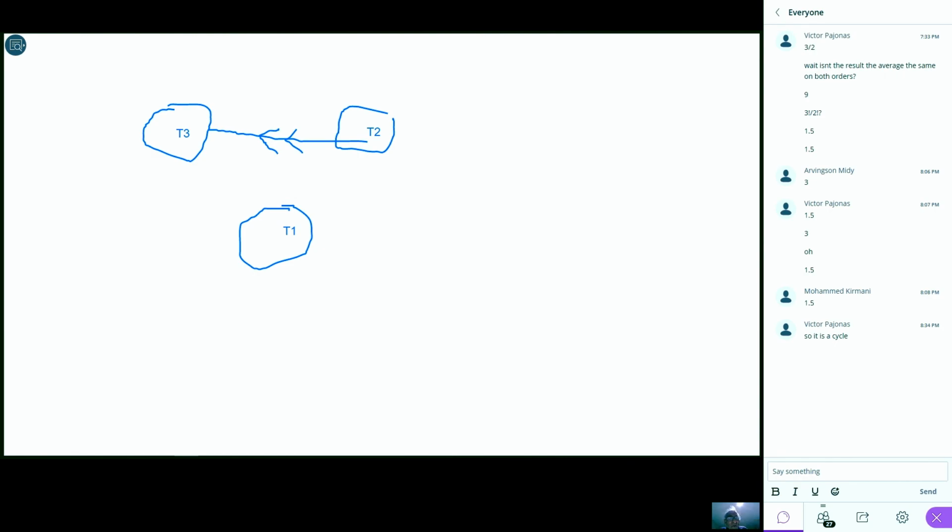Then we have W1B and R2B. So that means 1 must come before 2. Right? Yes. W1B and R2B. And then you have W1B and W2B. What does that mean? 1 must come before 2. Okay, this is it. So your schedule is T1, T2, T3. That's it. Right here. There's no cycle. No cycle. Therefore, it is serializable.